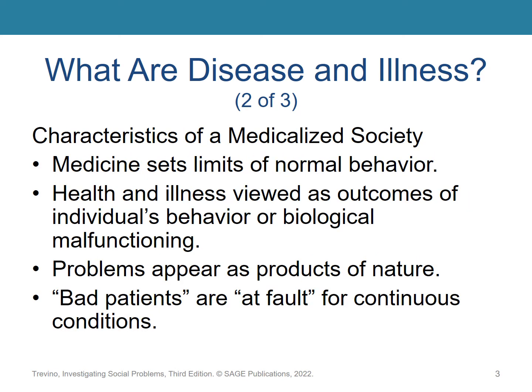Characteristics of a medicalized society. So medicine sets limits of normal behavior. Health and illness are viewed as outcomes of individuals' behavior or biological malfunctioning. Problems appear as products of nature. Bad patients are at fault for continuous conditions. So what this model says is that bad patients are at fault for continuous conditions, meaning people are not taking the steps to influence their health care to produce, I guess what the medical model would say, better health outcomes. So they are saying they are at fault for that.